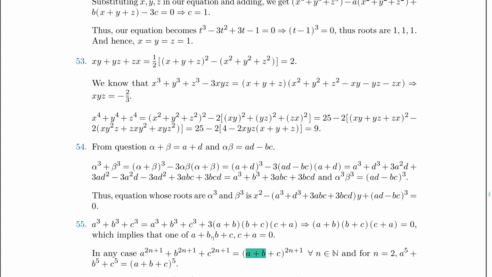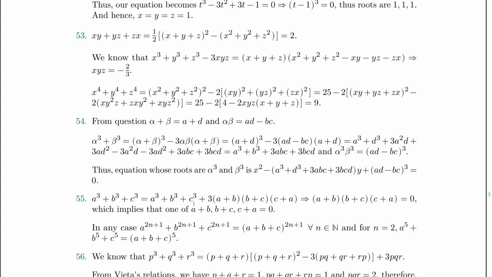And for example, let's say a plus b is equal to 0. So this will become 0, this will become c to the power 2n plus 1, and that will get cancelled. And then we will have a to the power 2n plus 1 plus b to the power 2n plus 1, which we can resolve as a plus b into a polynomial of degree 2n, and a plus b being 0, this will make this 0. So for n is equal to 2, a to the power 5 plus b to the power 5 plus c to the power 5 is equal to a plus b plus c to the power 5.